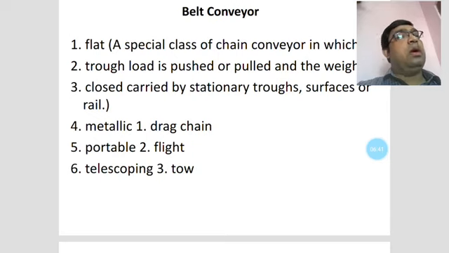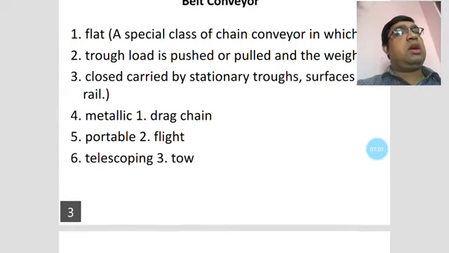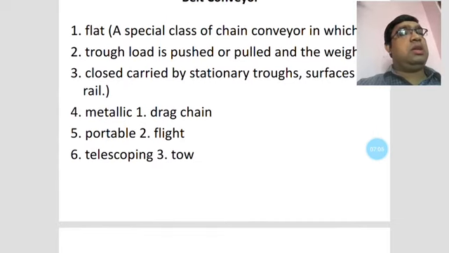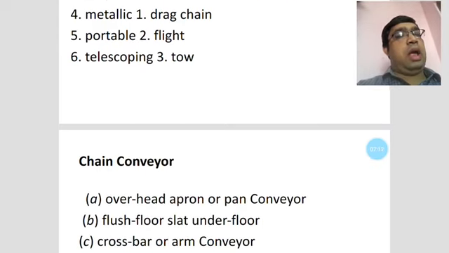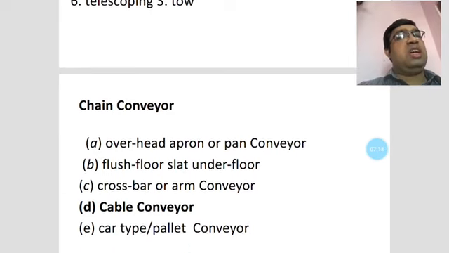The tow conveyor is also concentrated on the portable belt conveyor, and sometimes we have to do uploading, like from the ground floor to the first floor you have to transfer materials, and for this the tow type of belt conveyor will be set up. So the tow conveyor is very essential for transferring materials from the ground floor to the first floor, and you also have to discuss the tow conveyor in the belt conveyor chapter, and again the chain conveyor will be essential.